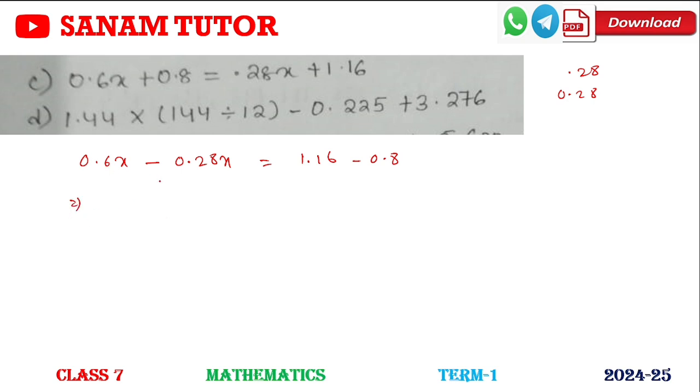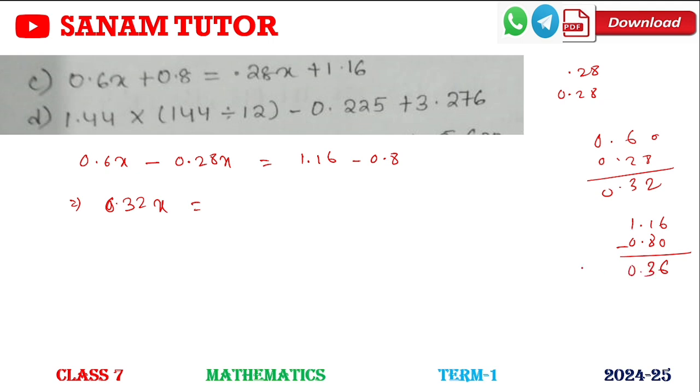So here is different sign. Okay, so different sign means we subtract. So 0.6 minus 0.28, so subtract. So 0.32, and the big number is 0.6, so that's why plus. X equal to, also here subtract, that is 1.16 minus 0.8. So 6 minus 0 is 6, here is 11 minus 8 is 3, here is 0, that is 0.36. Big number is plus, that's why plus.